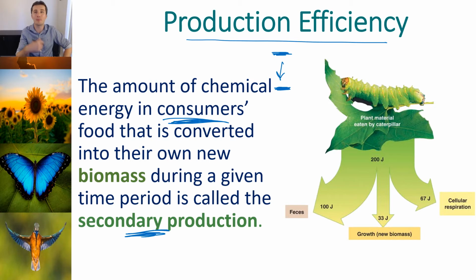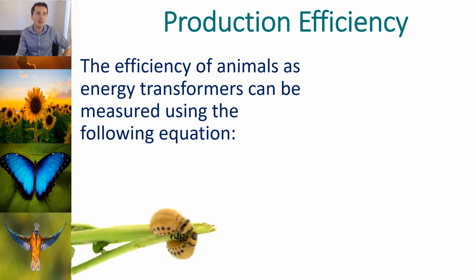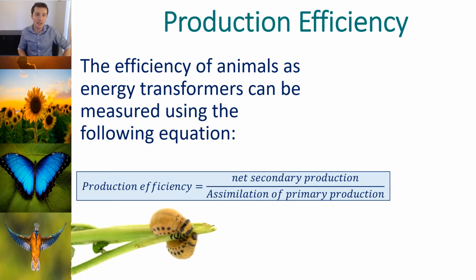So we're not talking about producers, we're talking about those organisms that are consuming other organisms, and we refer to this as secondary production. Obviously with plants we looked at the idea of primary production, because they're the ones converting sunlight into chemical energy via photosynthesis. This is now looking at the consumers, so production efficiency of consumers. The efficiency of animals as energy transformers can be measured using this equation, very similar to the other one: the net secondary production divided by the assimilation of primary production.